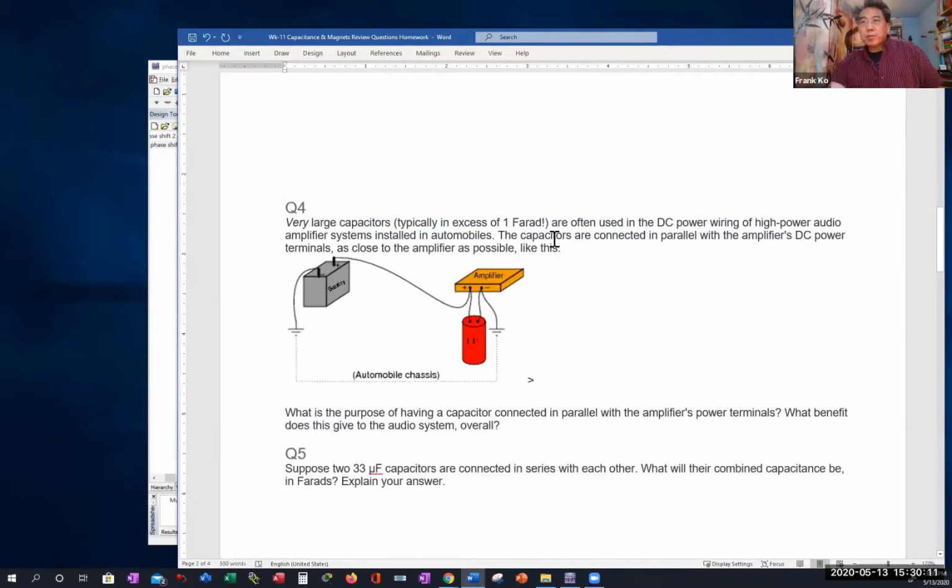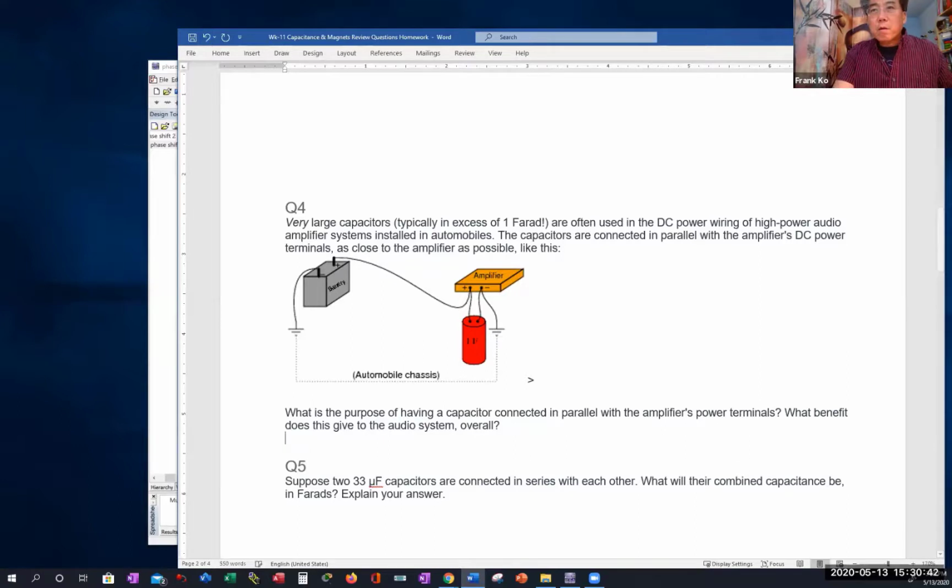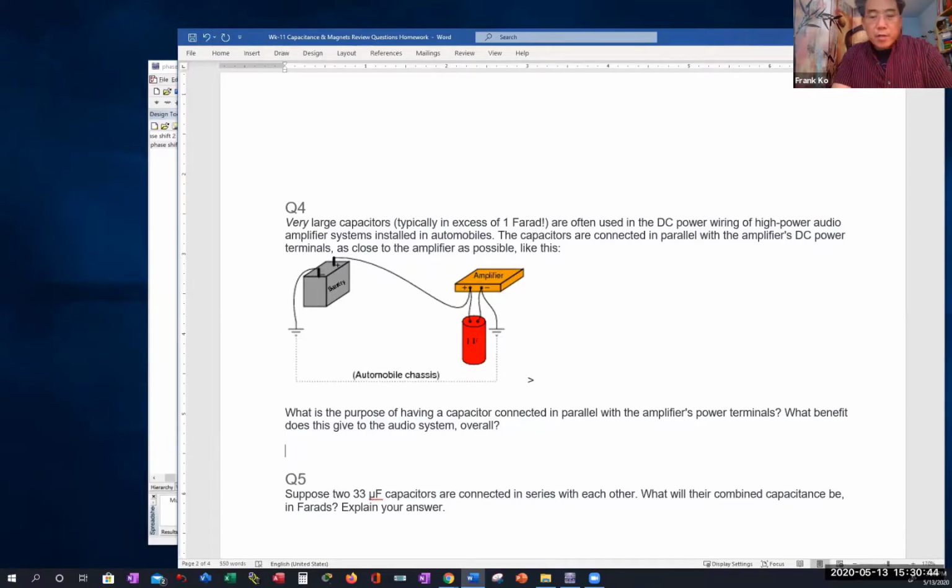Very large capacitors, typically in excess of 1 farad, are often used in DC power wiring of high power amplifier systems installed in automobiles. Capacitors are connected in parallel with the amplifier's DC power as close to the amplifier as possible, like this. What is the purpose of having the capacitor connected in parallel to the amplifier's terminals, and what benefit does this give to the audio system? And if I remember correctly, I think Kyle or Andrew gave me a pretty good answer on this.